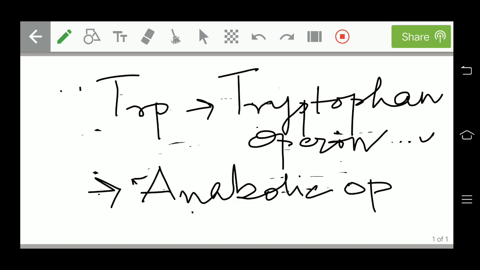Why is it called an anabolic operon? It is called an anabolic operon because it synthesizes tryptophan. That means this operon catalyzes the synthesis of tryptophan when there is a deficiency of tryptophan in the cell. Tryptophan is a very essential amino acid which needs to be synthesized by the cell, and this operon is present in the microorganism called Escherichia coli.